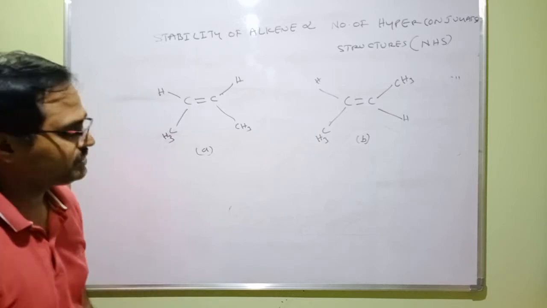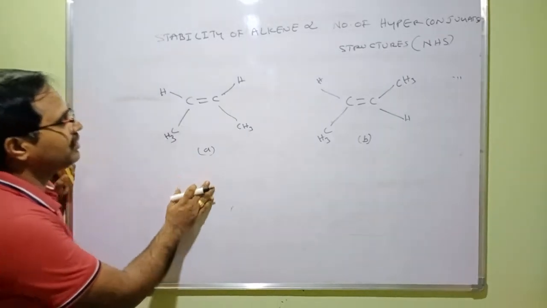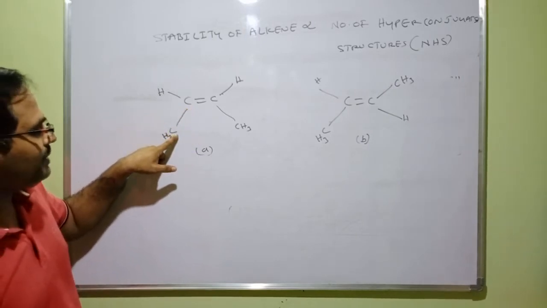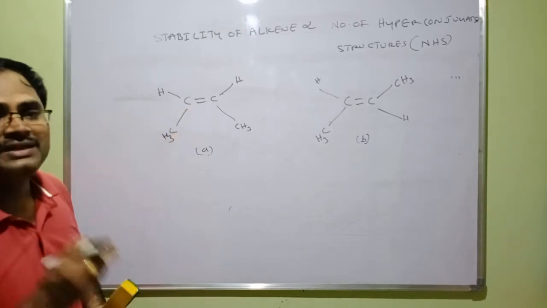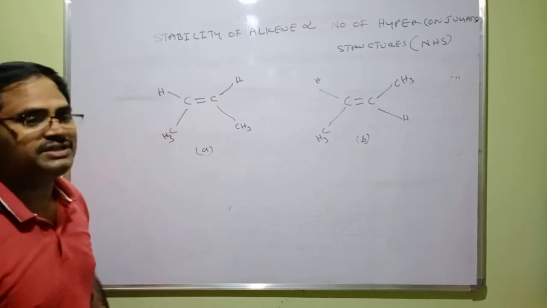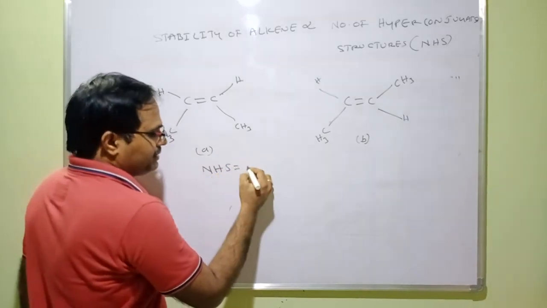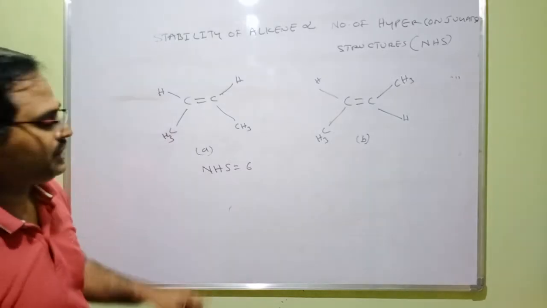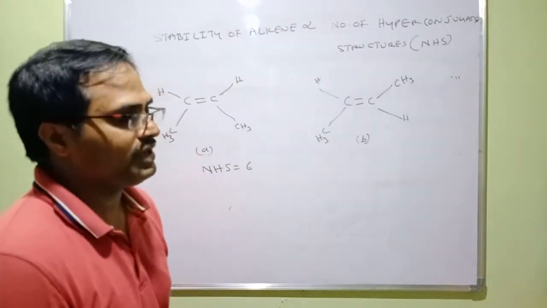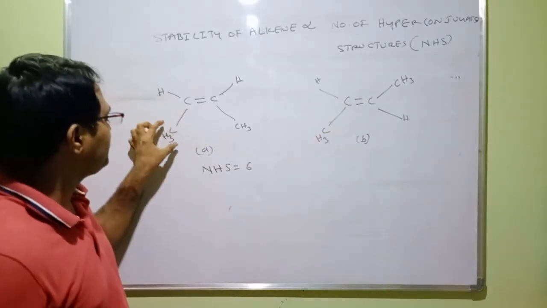Look here. How many hyperconjugate structures are possible for this one? The sp2 carbon is connected with an sp3 carbon, and each sp3 carbon has 3 CH bonds. This side you have 3 CH bonds, and this side you have 3 CH bonds. It will produce 6 hyperconjugate structures. Here how many hyperconjugate structures will you get? Here also the same, because here also there are 2 CH3 groups.